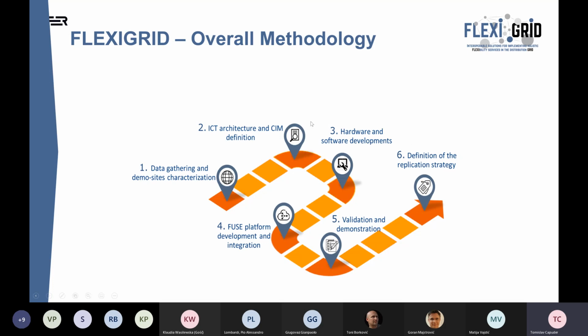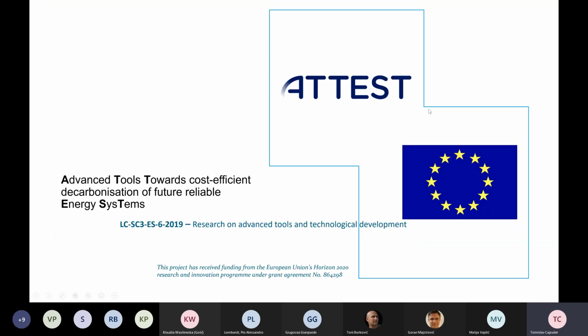In parallel, the partners are developing hardware and software solutions. So we are somewhere between step 2 and step 4, which are happening more in parallel, but step 4 is behind step 3 because these solutions all need to be integrated into the Fuse platform. And what's ahead of us is validation, demonstration, and replication of the strategy.